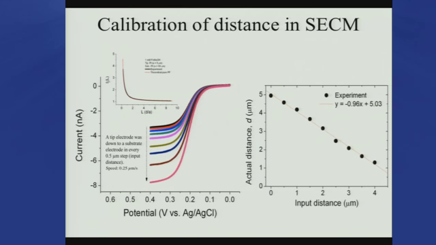Now, if I want to do the SECM, then I do the calibration curve as I showed you here. That is, as I get closer and closer together, the CVs for a reaction get bigger and bigger because the current is getting bigger and bigger. And I can get an exact calibration of the distance with the current level.